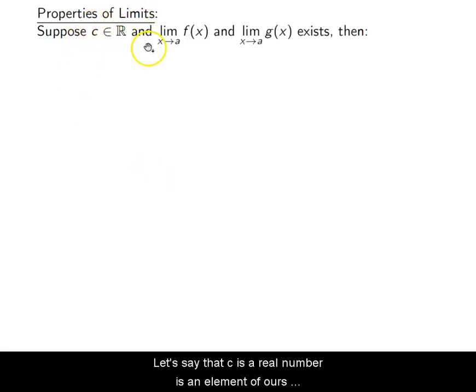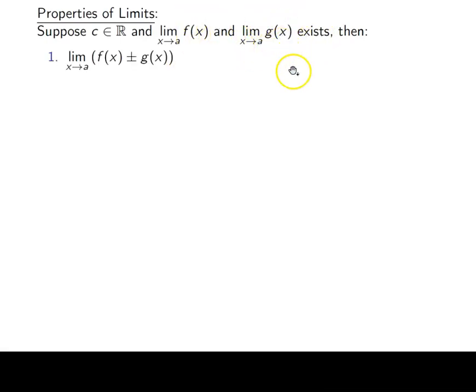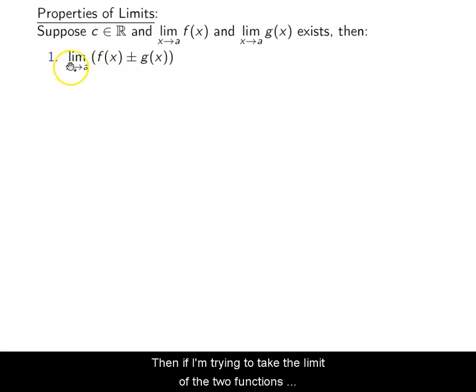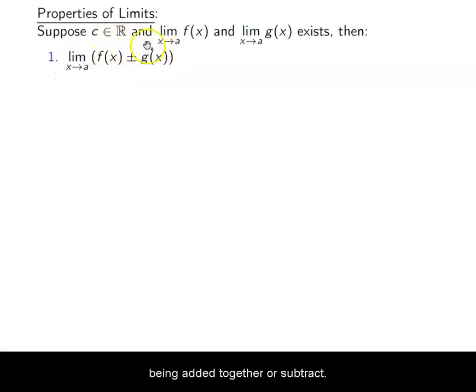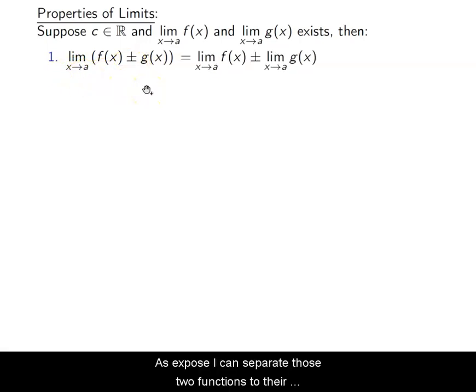So let's say that C is a real number, okay? It's an element of R, the real numbers, and that the limit of a function as x goes to a and that the limit of g of x as x goes to a both exist, okay? Then if I'm trying to take the limit of the two functions being added together or subtracted as x goes to a, I can separate those two functions to their separate functions and take the limit of each one separately, okay? So this is very useful for things like polynomials, right?